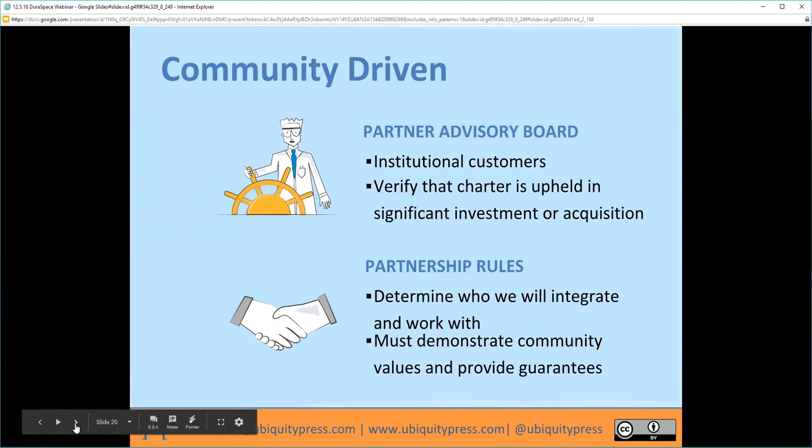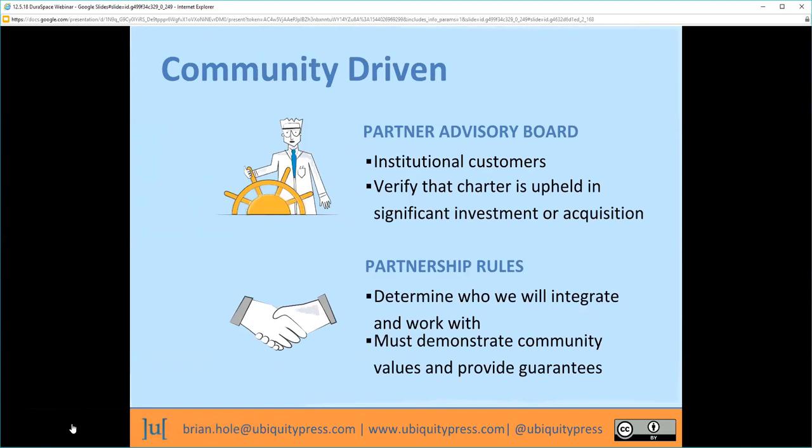At the same time, what we're doing right now is putting together partnership rules which determine who we will integrate and work with. So when we integrate a new technology or third-party system into our platform, we make sure that they follow similar kinds of rules, that they have accountability to the community, etc.